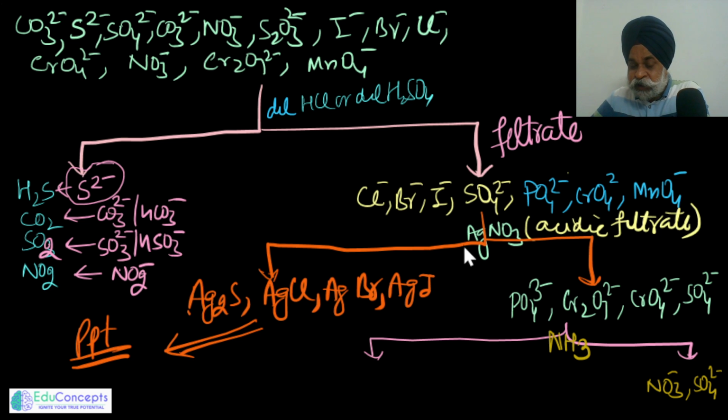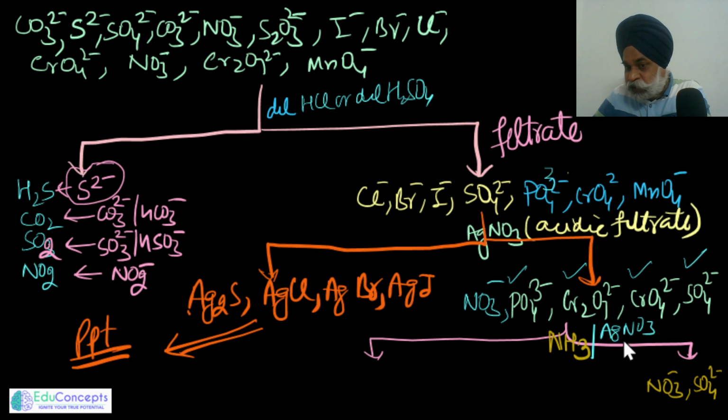And whatever silver salts are there as a precipitate in that solution, now in the filtrate is phosphate ion, dichromate, chromate or sulfate. These are the species still, and along with it nitrate, if nitrate is also there. These would remain in the filtrate. Now into this you are adding ammonia to neutralize the acidity, and if required silver nitrate is also added.